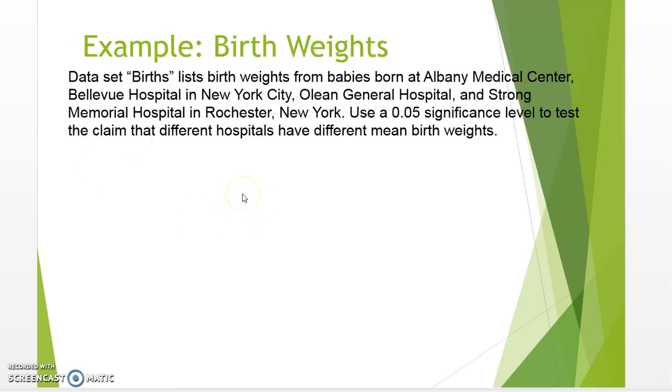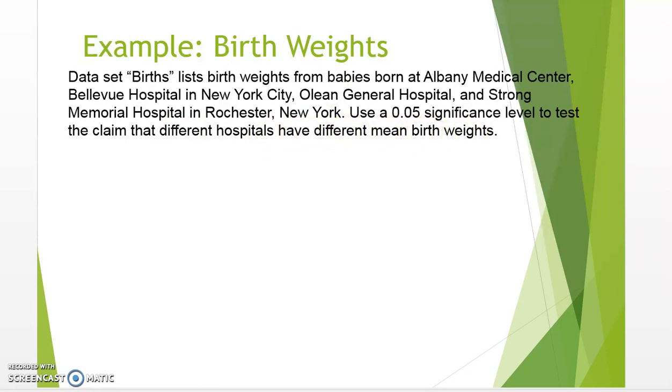So I'm going to show you one example of using the ANOVA test. This problem is about birth weights. The dataset birth lists birth weights from babies born at several hospitals. The first is Albany Medical Center, the second is Bellevue Hospital in New York City, then Olean General Hospital and Strong Memorial Hospital in Rochester, New York. Use a 0.05 significance level to test the claim that different hospitals may have different mean birth weights.